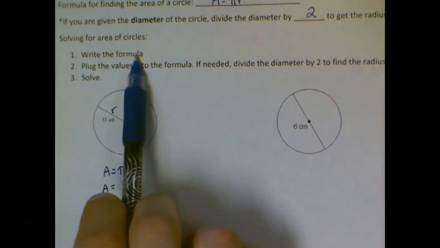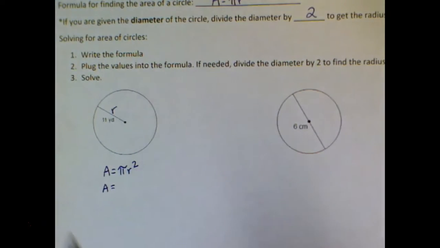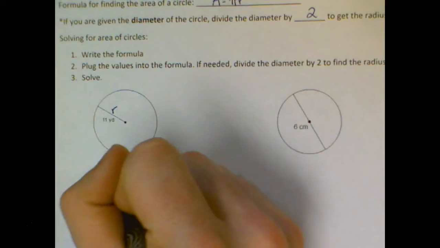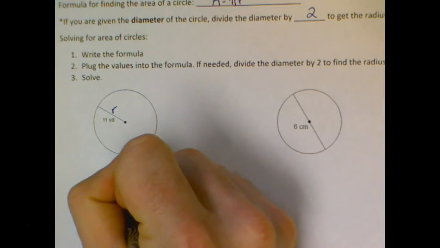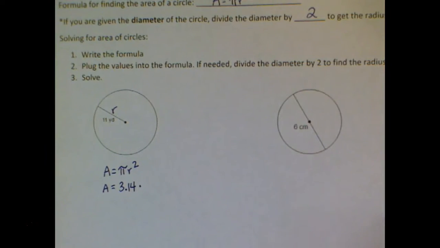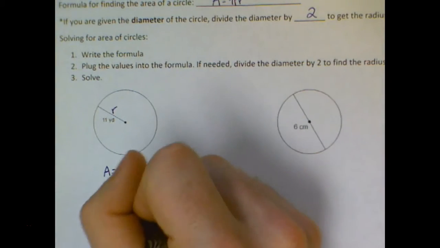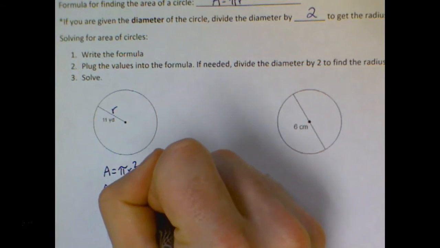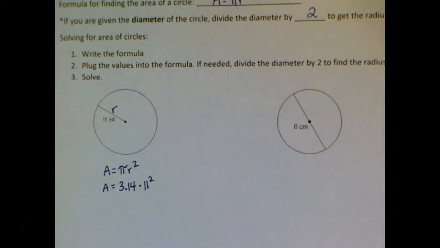So step 1, write the formula. Step 2, we're going to plug values into the formula. So like we said, in place of pi, we're doing 3.14 times the radius squared. Well, our radius is 11 squared. Order of operations comes in on this.